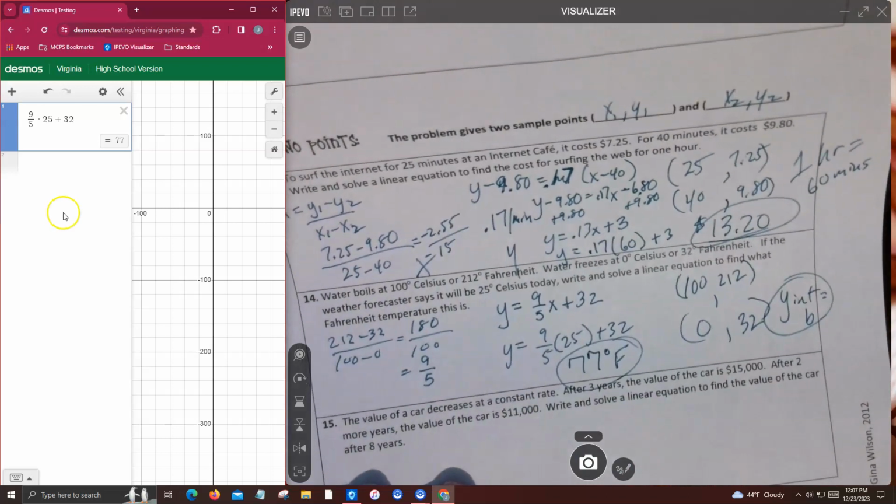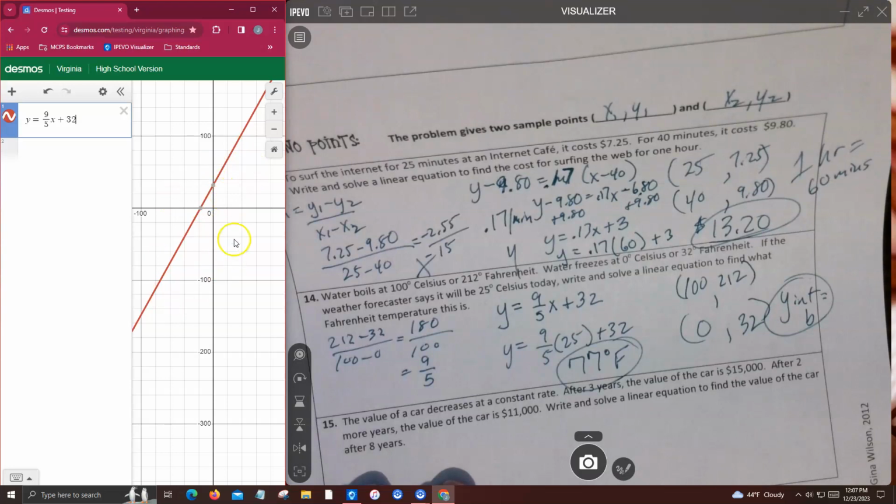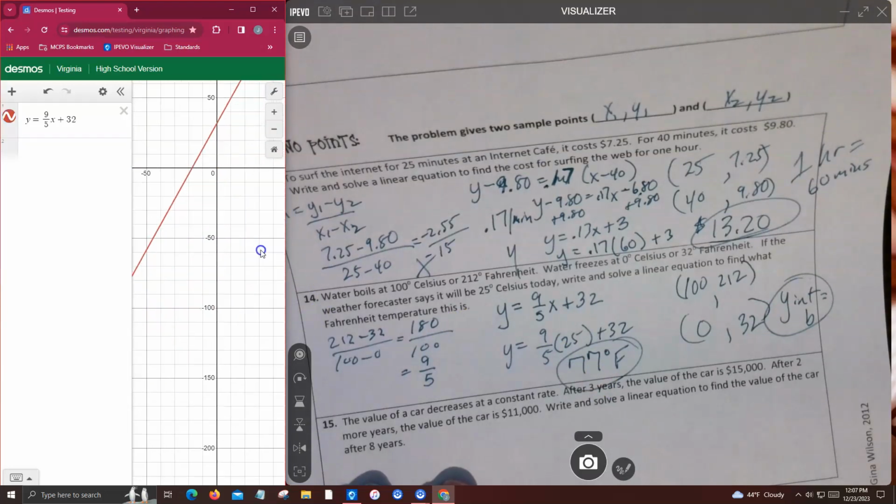All right, here's another thing, if you want to see something that's kind of weird, watch this. So let me put in y equals this time instead of all that. So y equals 9/5 x plus 32. All right, so this is the generic. This shows you every single possible answer. And what I could do is I could go look up 25.